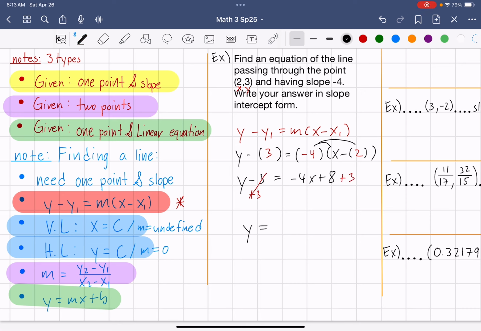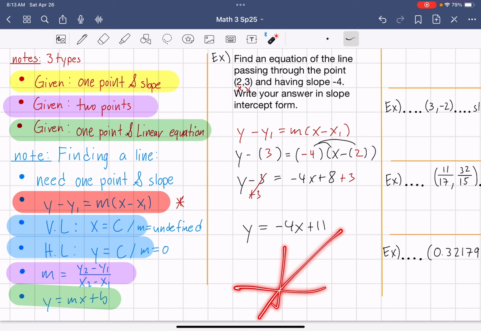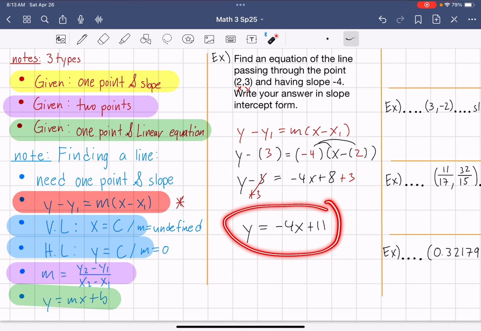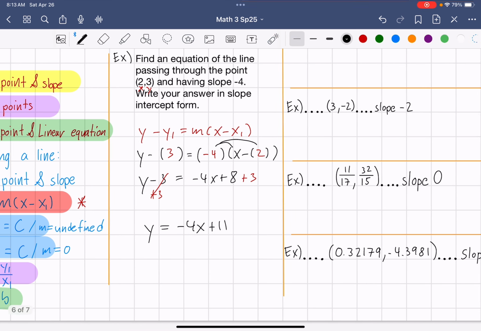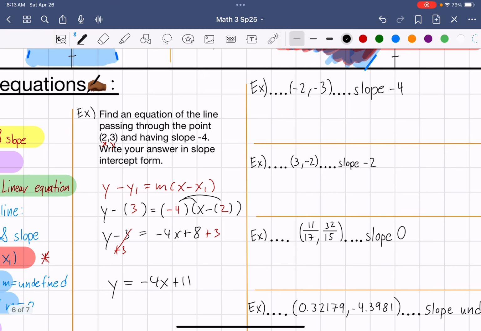Y is going to give me -4x plus 11. And I'm done. That's the equation that passes through this point and has a slope of -4. And you can graph it to see that that's true, but for the sake of time, there is our answer. Let's do a couple more examples.